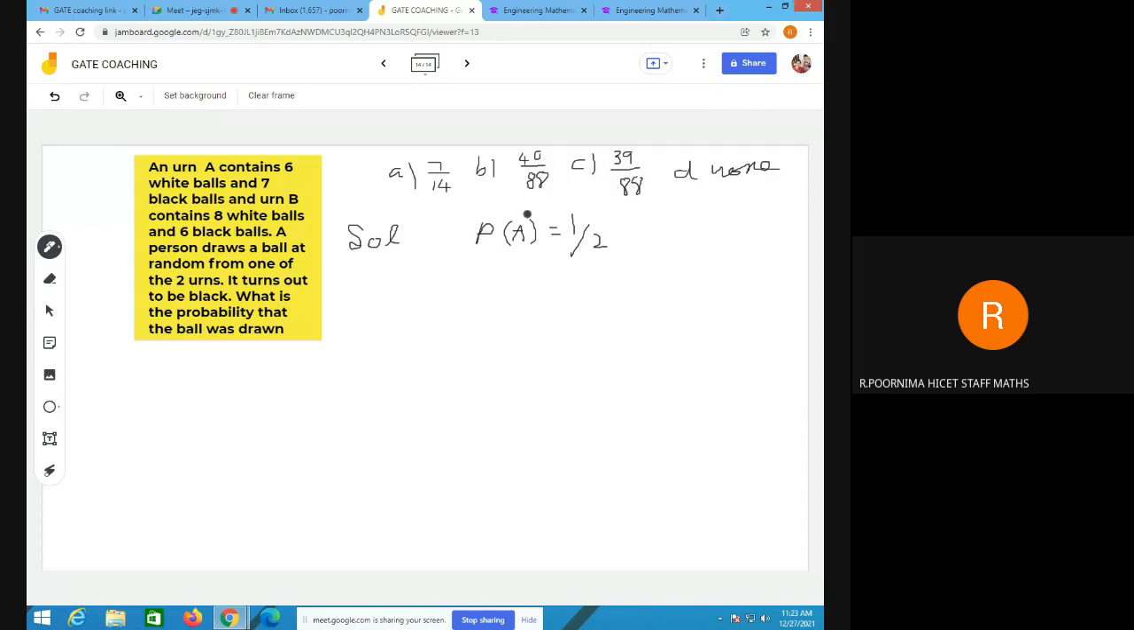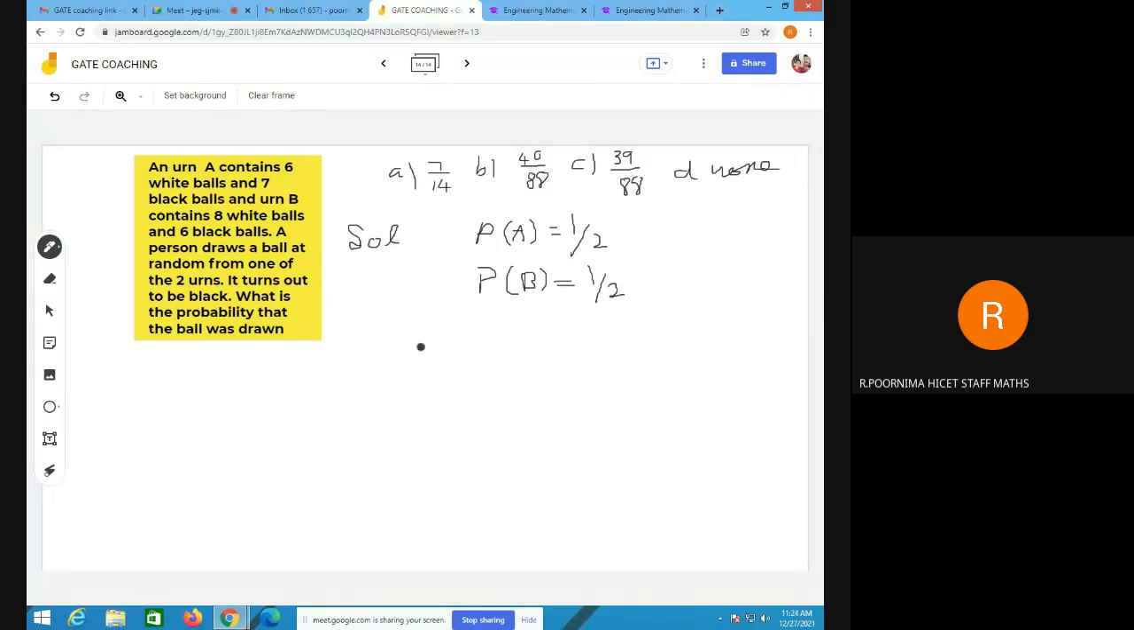So this A means it is urn A. Then probability of selecting urn B, that is P of B, is also 1 by 2, because out of two urns, one will be selected. Next, probability of drawing a black ball, that you consider as event E.